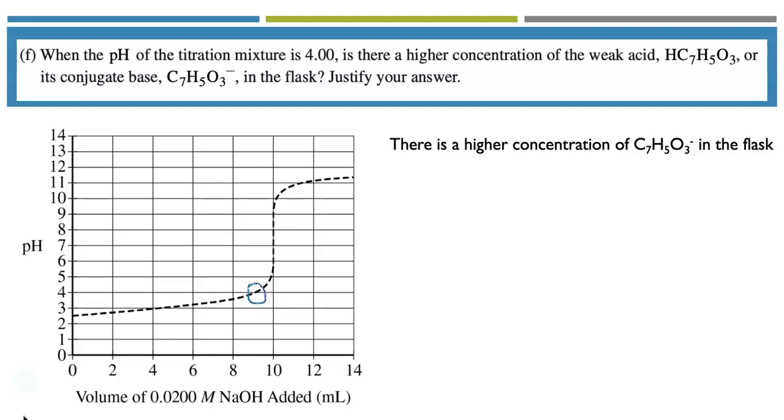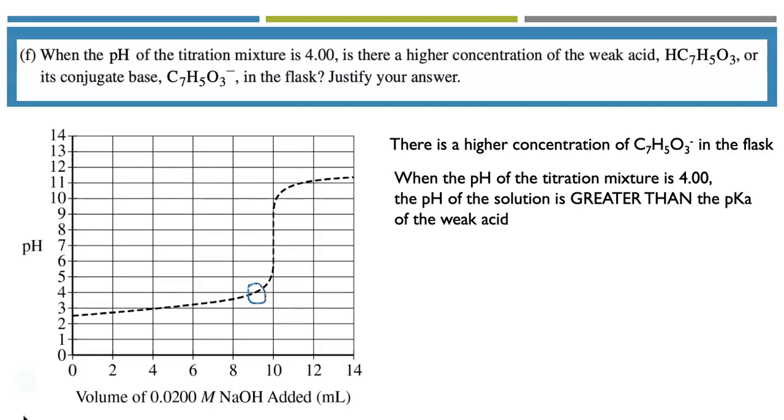At a pH of 4, I've added about 9 mils of sodium hydroxide. I'm almost at the equivalence point, but not quite. What we see, though, is that the pH of the titration mixture at this point is greater than the pKa that we calculated in part E. We know that the pKa was about 3. So if the pH is greater than the pKa, I must have more conjugate base than I have weak acid. And these are relationships that you really need to know. And I needed to use that kind of reasoning to earn the 1 point for this part.